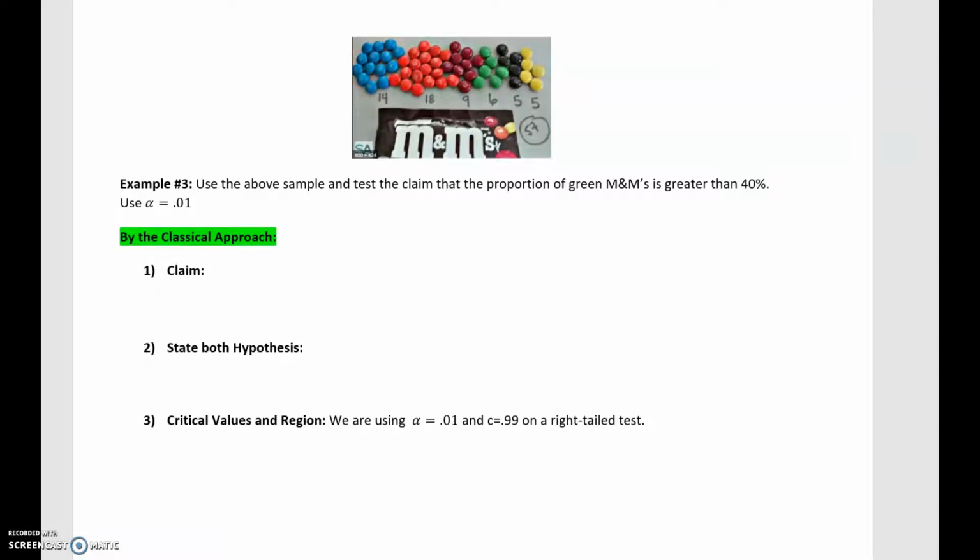Hi class, let's take a look at example 3. Now take a second and read it. Example 3 has the following claim. What they're stating is that the proportion of the green M&Ms is greater than 40%.